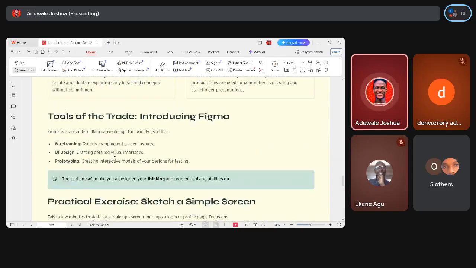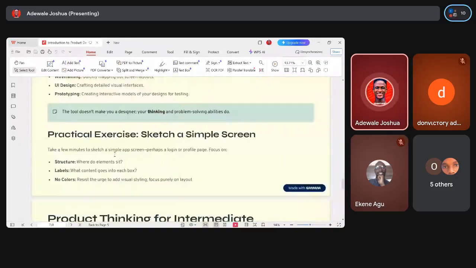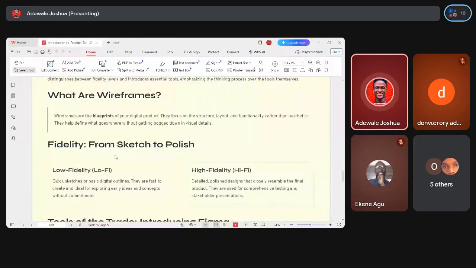Then there is also the part of wireframing and prototyping. What are wireframes? Wireframes are the blueprint of your digital product. They focus on the structure, layout, and functionality rather than aesthetics. They help define what goes where without getting bogged down in visual details.